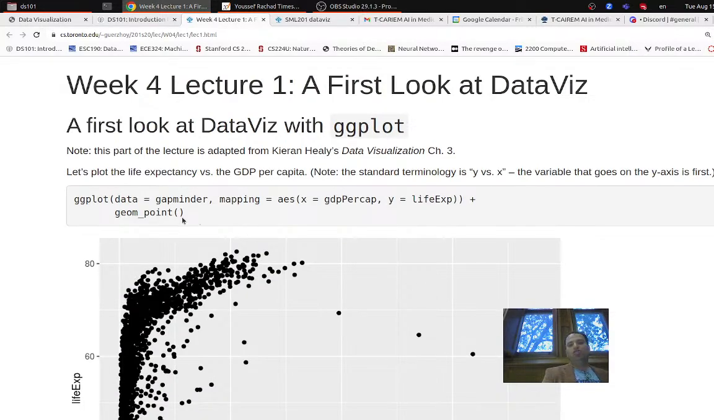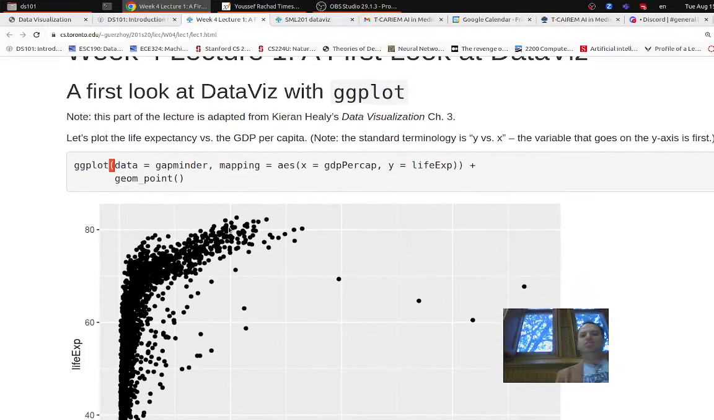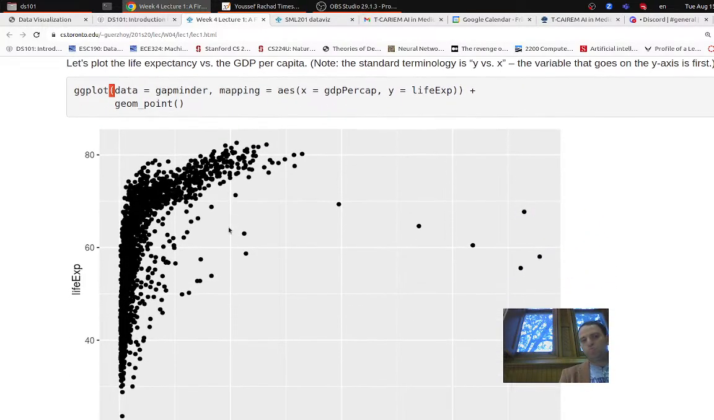ggplot is the library that we're going to be using here, and all of this is, again, stolen from Kieran Healy. If you've made graphs before, it's a little bit different, and there is a little bit of a learning curve there, but it's very much worth it. I'm going to first give you examples of how it works, and then I'll talk a little bit about the overall design philosophy behind this.